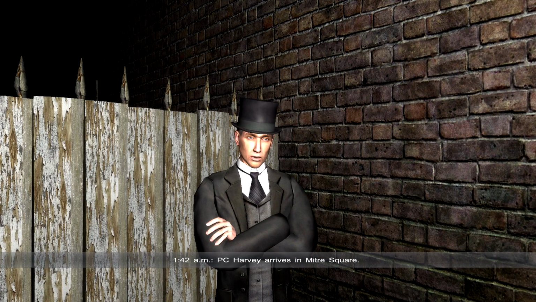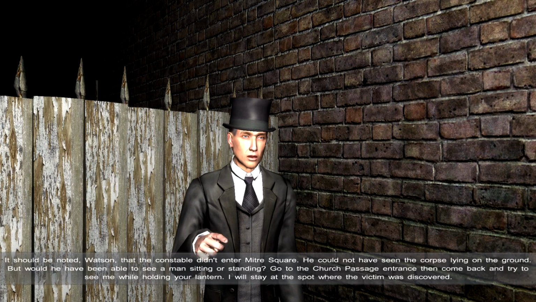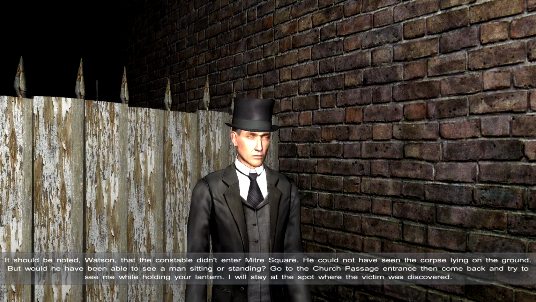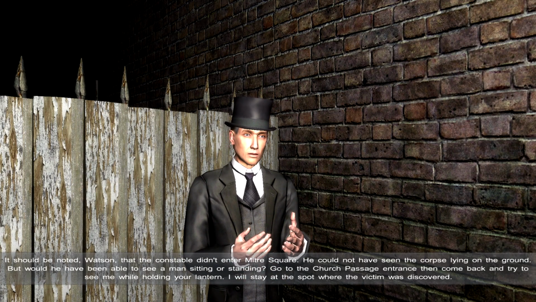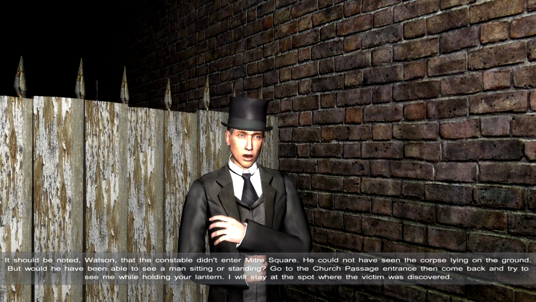1:42 a.m. PC Harvey arrives in Mitre Square. It should be noted, Watson, that the constable didn't enter Mitre Square. He could not have seen the corpse lying on the ground. But would he have been able to see a man sitting or standing?